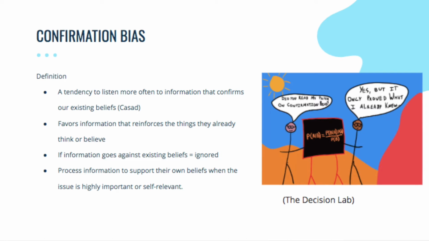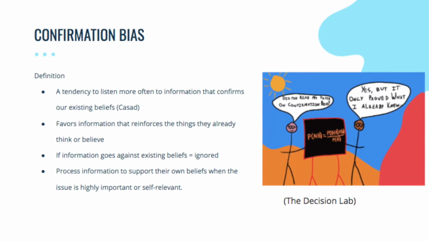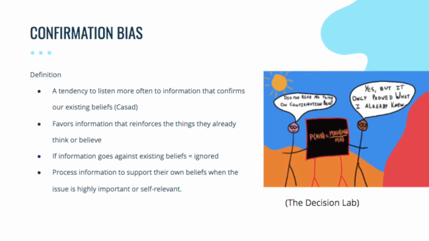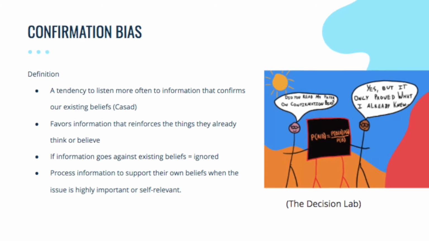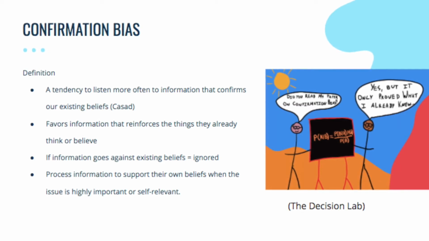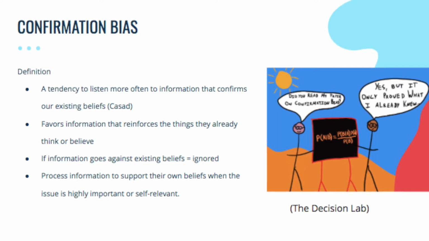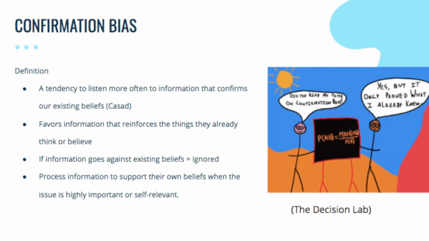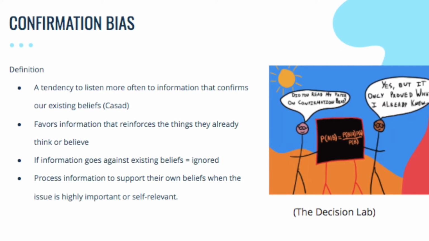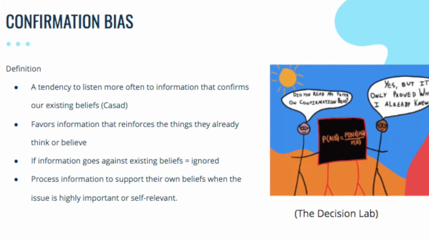The third theory and the third perspective is the theory of confirmation bias. The confirmation bias is a tendency to listen more often to information that confirms existing beliefs. Through this bias, people tend to favor information that reinforces the things that they already think or believe. However, if this information goes against their existing beliefs, then people are more likely to reject it and ignore it. People are more likely to process information that supports their own beliefs, especially when the information is very important to them or very self-relevant.